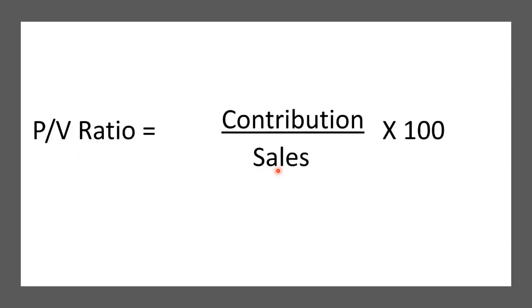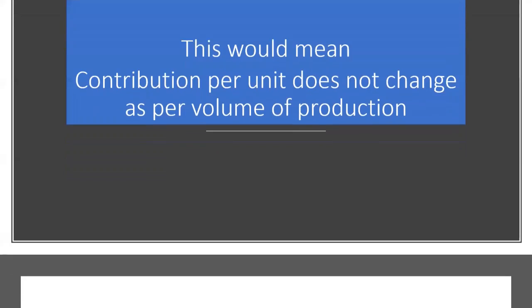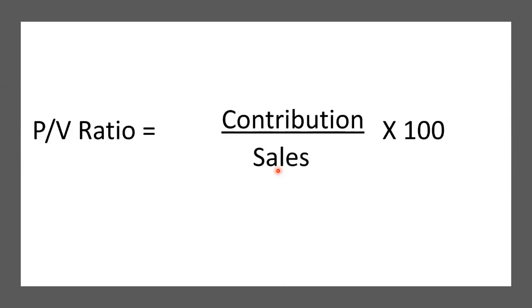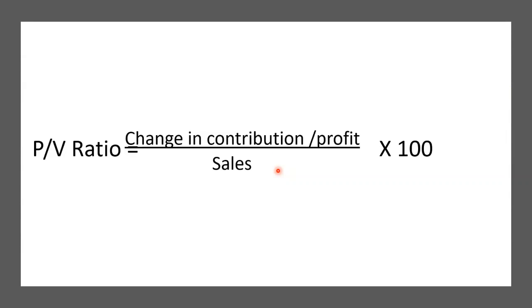Let's take a recap. First equation we've learned: profit volume ratio, or contribution to sales ratio, is equal to contribution divided by sales into 100. And profit volume ratio could also be change in contribution, or change in profit, divided by change in sales into 100.